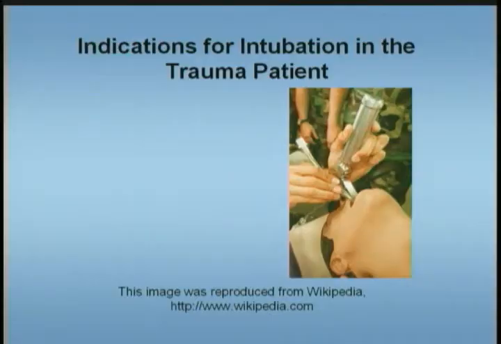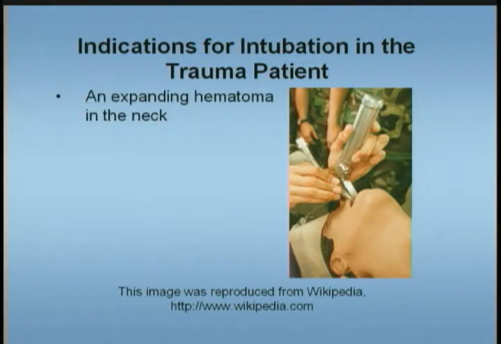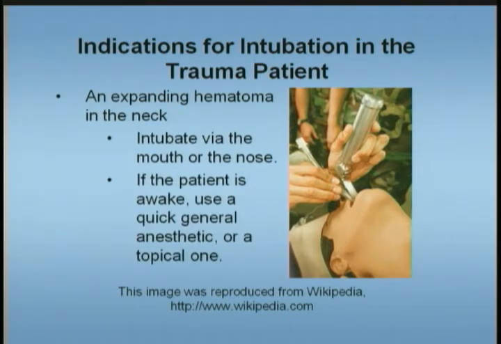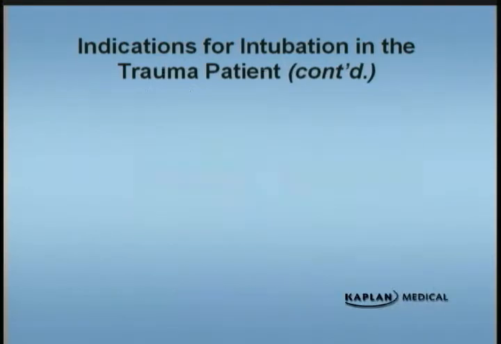We're going to cut away from my face and just look at pictures now that give you the key points that we have made. All right, so the indications for intubation in the trauma patient include an expanding hematoma in the neck. In that case, you can intubate via the mouth or the nose, and if the patient is awake, you have to use a quick general anesthetic or a topical one.